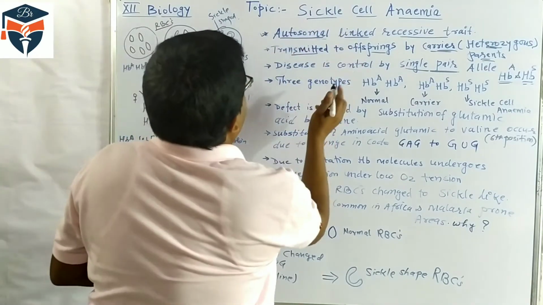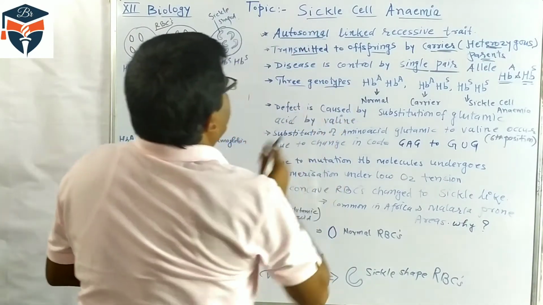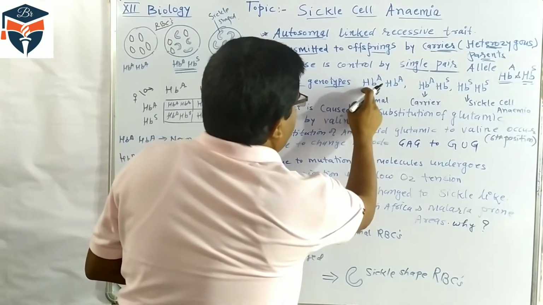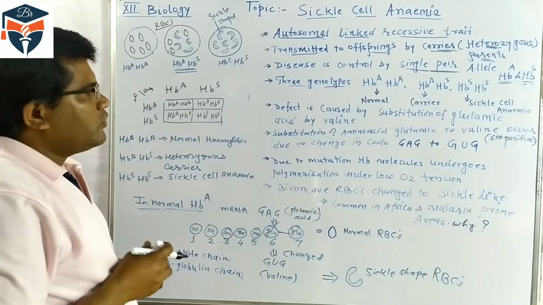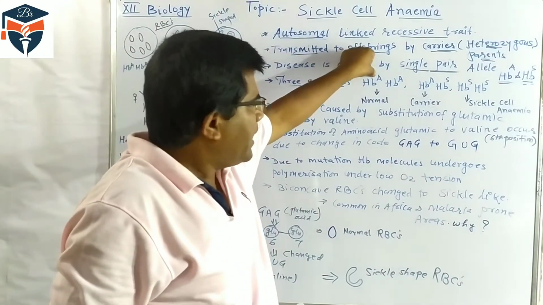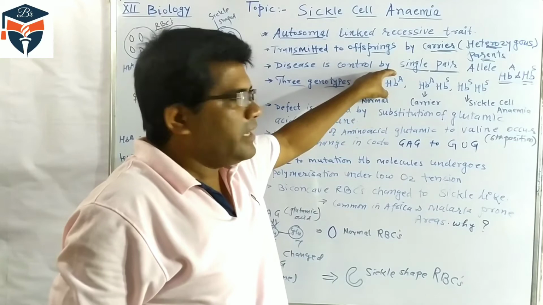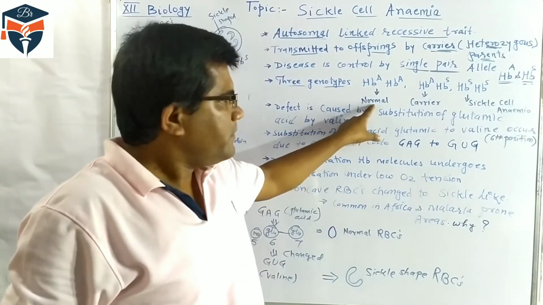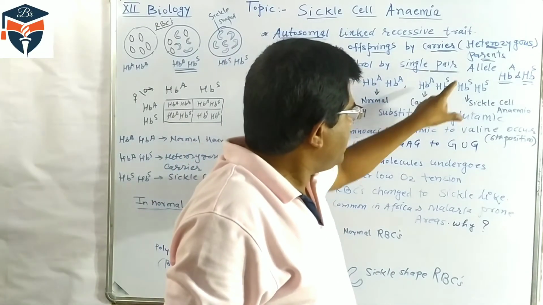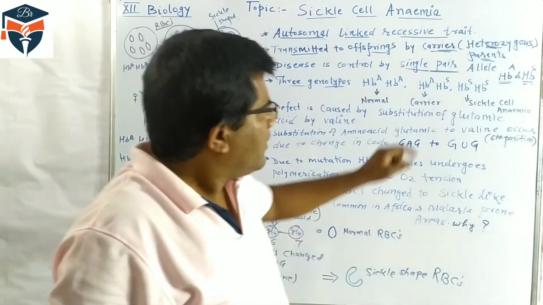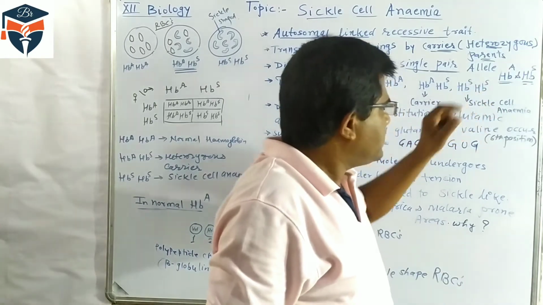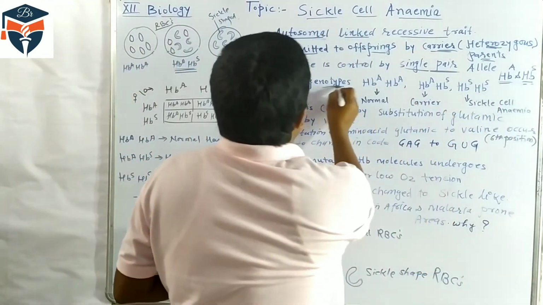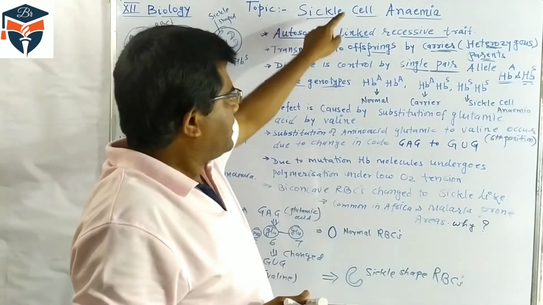In sickle cell anemia, three types of genotypes appear. Hb stands for hemoglobin, with alleles A and S. HbA HbA is the normal person, HbA HbS is a carrier person, and HbS HbS is the sickle cell anemic person. So there are three types of genotypes in sickle cell anemia.